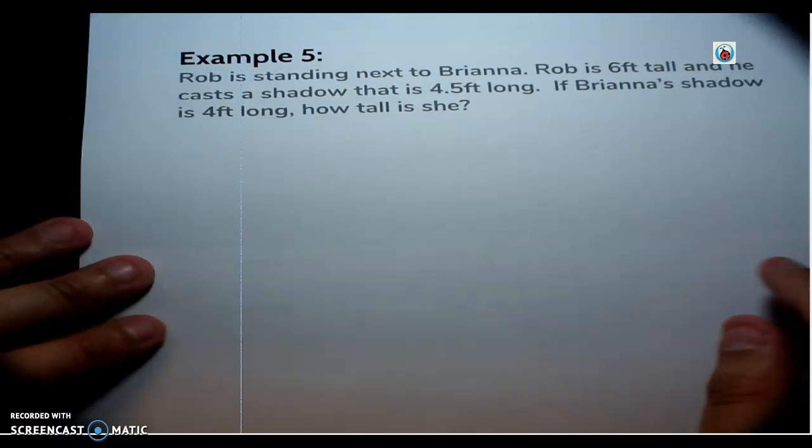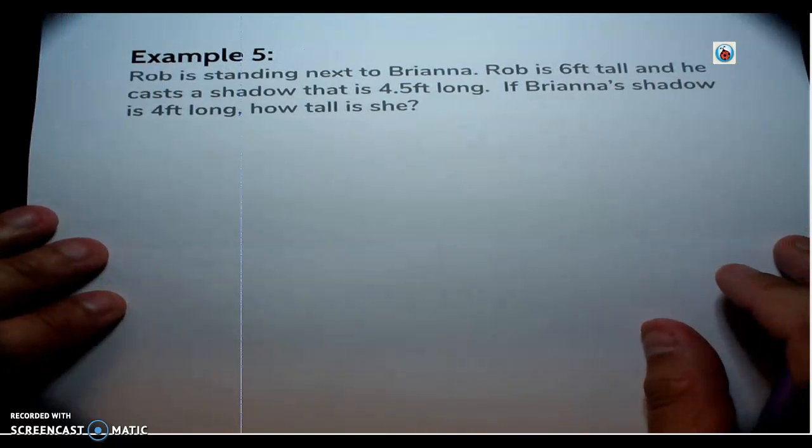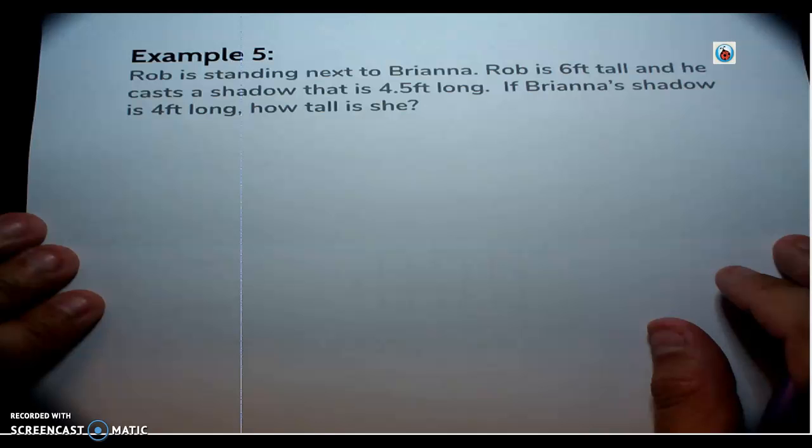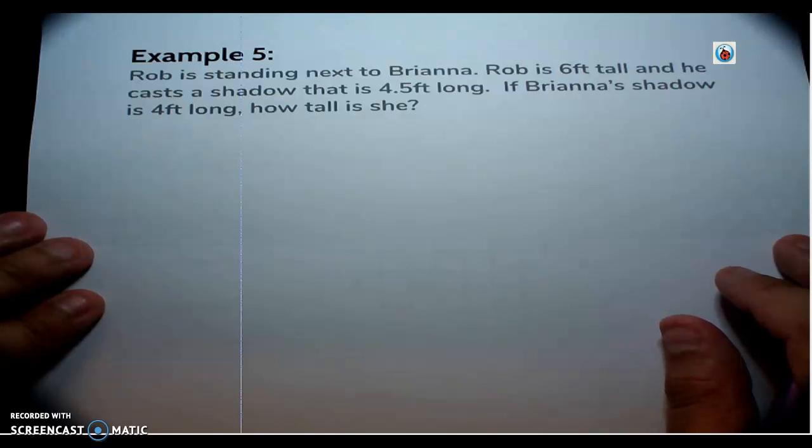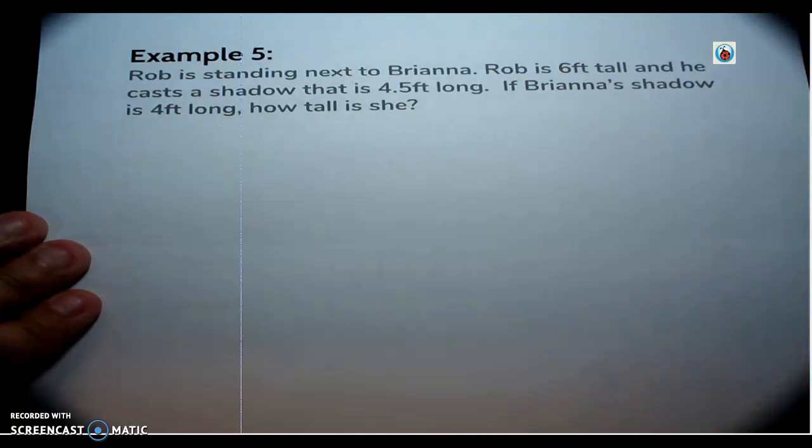So Rob is standing next to Brianna. Rob is 6 feet tall and he casts a shadow that is 4.5 feet long. If Brianna's shadow is 4 feet long, how tall is she? So remember I told you with these problems, if you get some that don't have a picture, I like to draw the picture myself so that I know what I'm looking for. And I can also figure out basically what numbers correspond with each other.